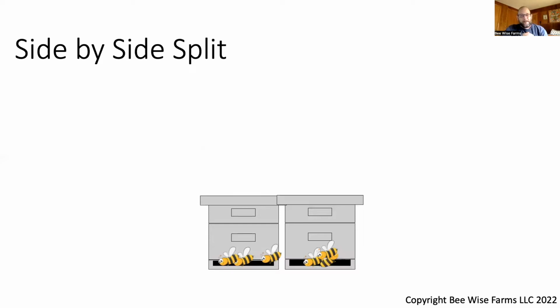So these are very basic splits. There's a lot of different styles of splits, but what I would say is that these splits that I've shown you today are about the easiest you can do for a beginning beekeeper. Number 1, because you don't have to locate the queen ever during this process. You just have to be able to see eggs when you go back and check on them.